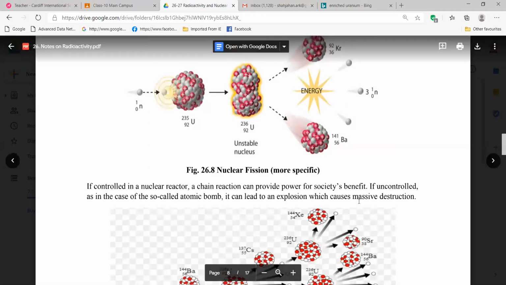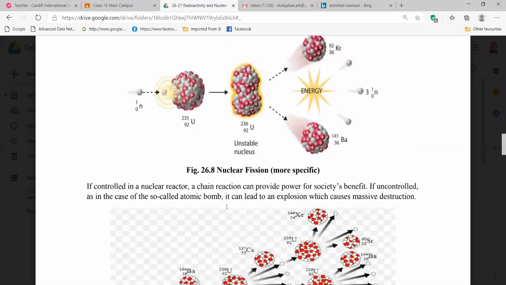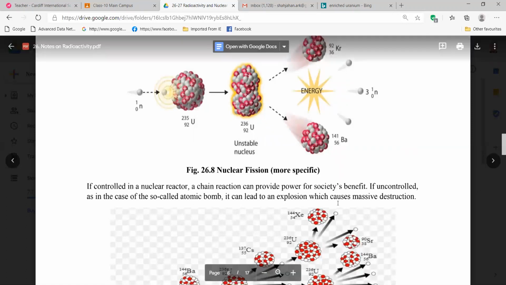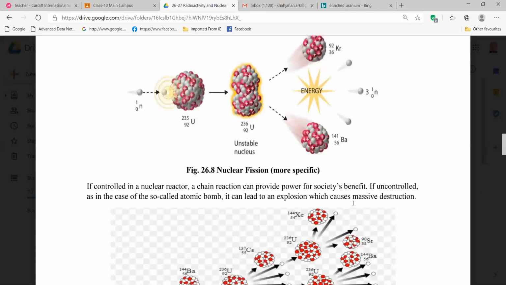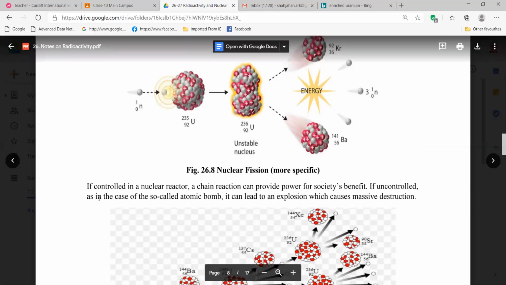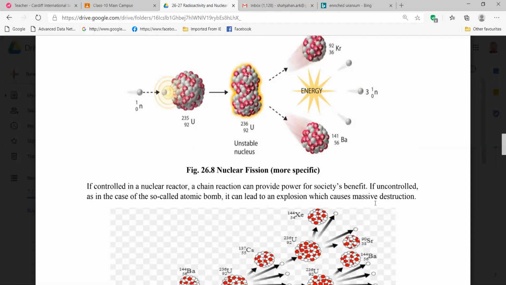And if we have that uncontrolled chain reaction, then it's happening in the atomic bomb. That happened in Hiroshima and Nagasaki. If uncontrolled, as in the case of the so-called atomic bomb, it can lead to an explosion which causes massive destruction. Right? Is it clear? Now, how to make it controlled, we are going to discuss.